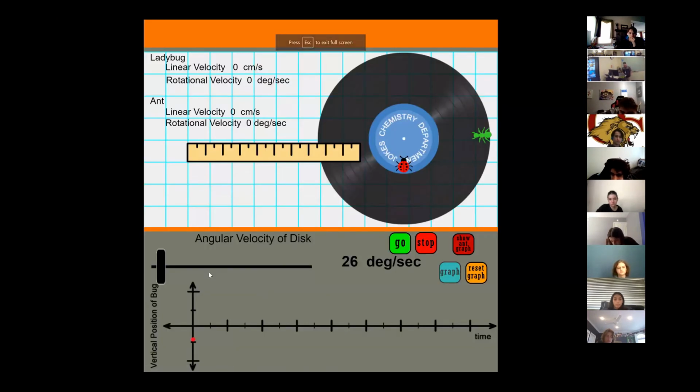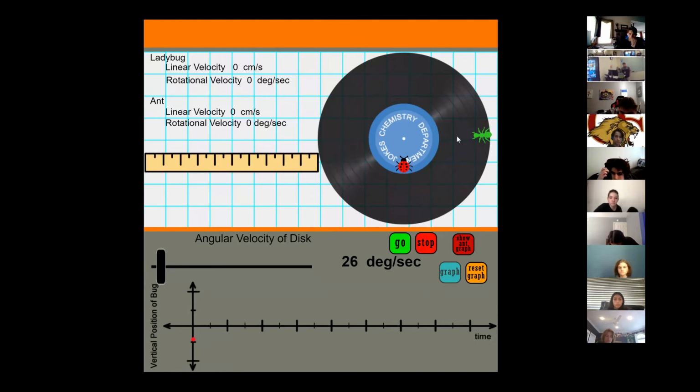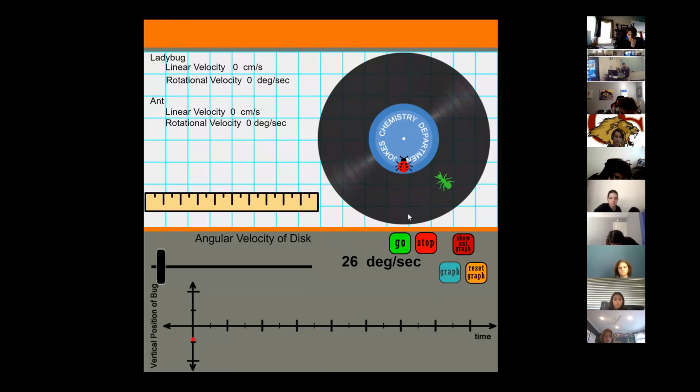All right, so on this little animation, you can see we've got a ladybug and an ant. I'm going to move the ladybug out here so it's in the same kind of line as the ant. Move the ant and move the ladybug a little bit closer to the center. So up here you can see it's going to talk about the linear velocity and the rotational velocity for the ladybug and for the ant. And I'm going to be able to switch the speed here by dragging this up and down. You can see it's calling it degrees per second instead of radians, just I think to make it a little more familiar. But we're going to change that rate that it's spinning.